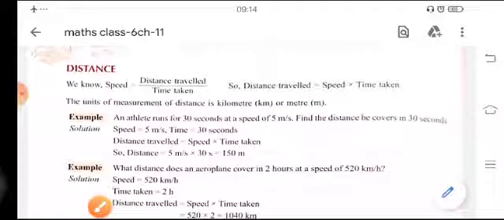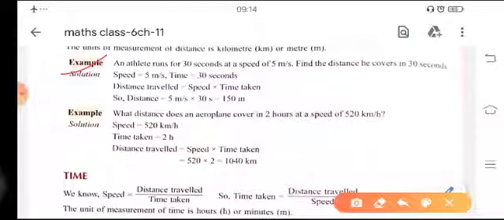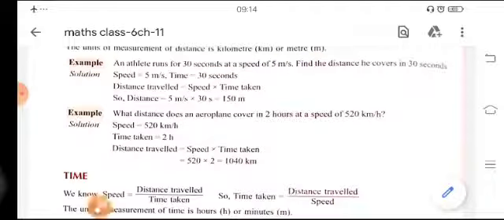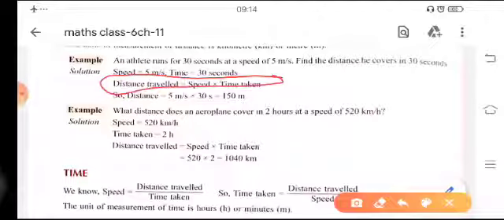Now here an example is given. An athlete runs for 30 seconds at a speed of 5 meters per second. Find the distance he covers in 30 seconds. So here you have been given a time and a speed, so we can easily find the distance by using the formula distance equals speed into time, right? So 5 multiplied by 30 equals 150 meters.